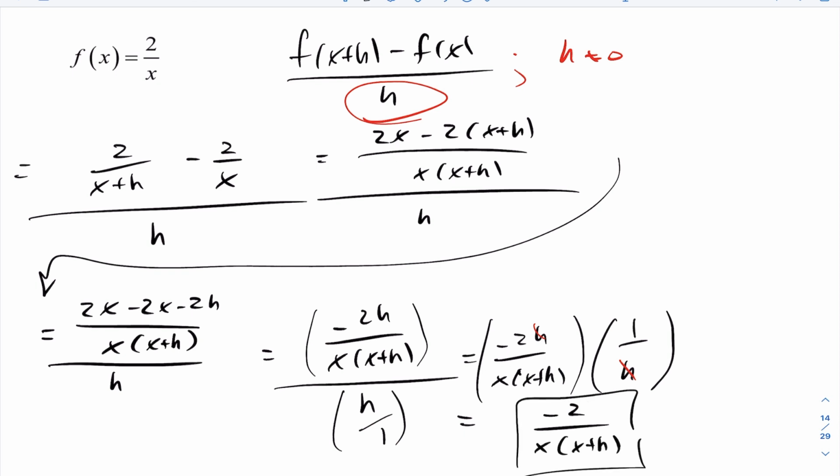And this becomes our simplified expression for the slope of the secant lines here, f at x plus h minus f at x over h, when you are looking at the function 2 over x, your reciprocal function. All right, let's take a look at our next example.